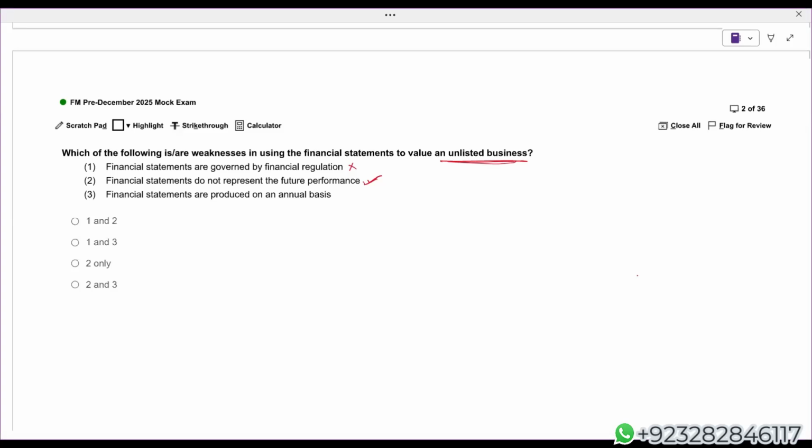Financial statements are produced on an annual basis. Yes, they're not prepared on timely basis. So basically 2 and 3, these are the weaknesses. So option D.